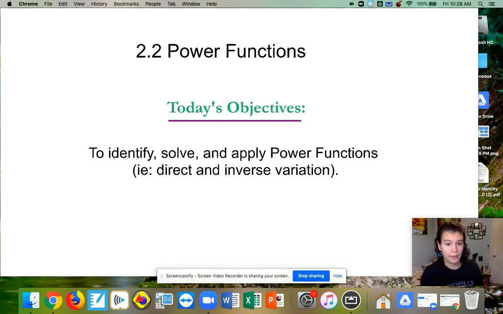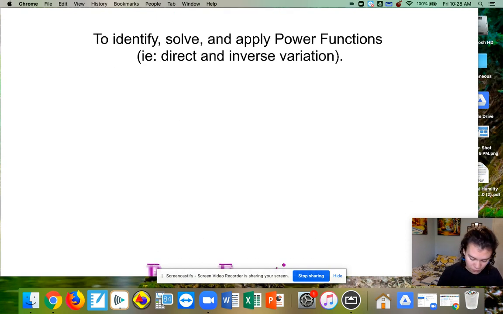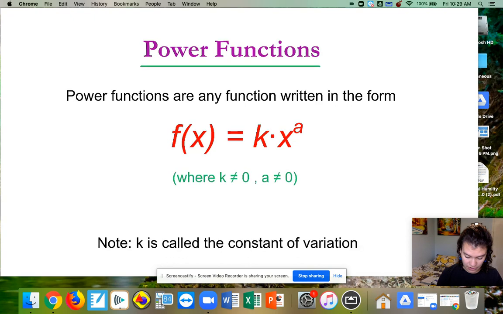All right, today we're going to talk about power functions. So what are they, how can you solve them, and then how can we actually apply them to other stuff? So what is a power function?